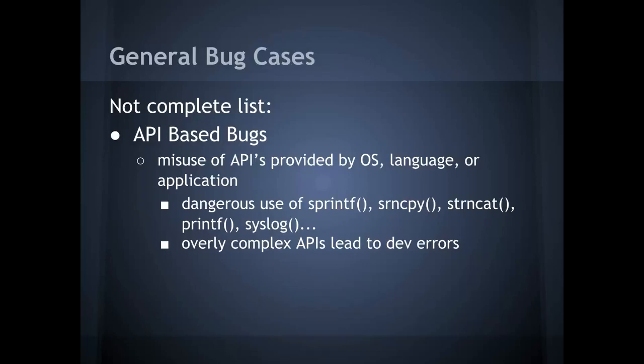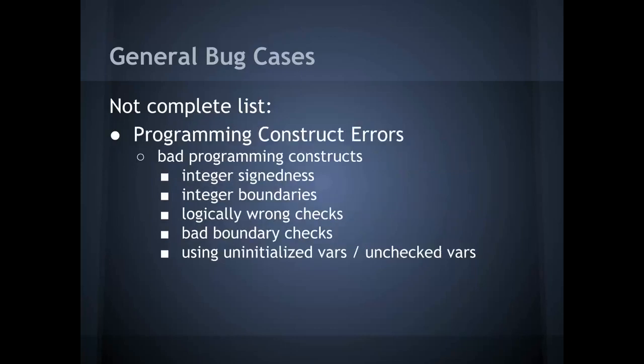So the first category is API-based bugs, and we've pretty much covered this: dangerous use of safe functions or use of unsafe functions. And then there are programming construct errors, which are really described by bad development practices and involve integer assignment bugs, integer boundary bugs, logical bugs, boundary bugs, using uninitialized variables, or not checking the return codes from functions or checking the value of variables.